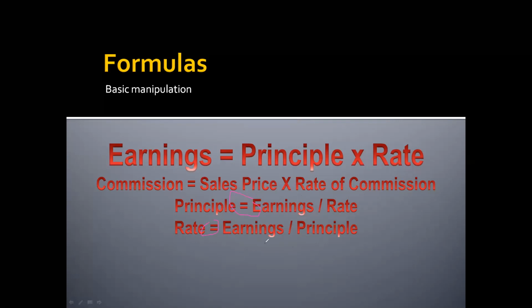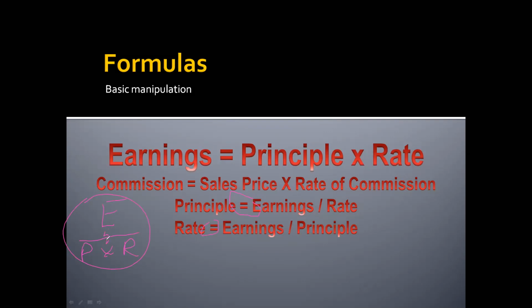Now, I was shown this little circle, and it was earnings, principal, rate, and there was a dividing sign here, okay? And this X is a multiplication sign. And whatever you wanted to find, you put your finger over what you wanted to find, in this case, rate. And then what's the formula for rate? It's earnings divided by principal. I guess, Nancy, we lost you there for a second, so I hope you're back.